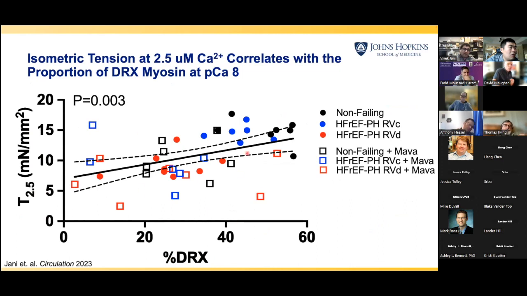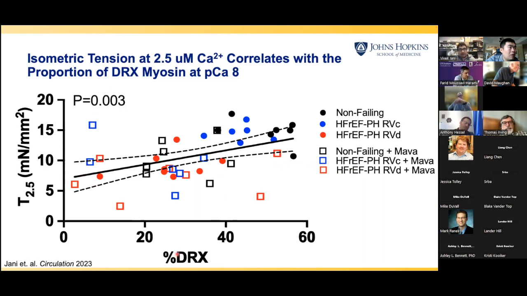and then we fit all of that into a linear regression, and we see a weak to moderate correlation between isometric tension and DRX myosin, and that's significant with p equals 0.003, even after adjusting for patient group as a covariate. So this suggests to us, and really the mavacamten experiments helped solidify that for us, that this is not simply a difference in heart failure versus control, but this really seems to be a spectrum at which you can predict how much force you produce in systolic conditions from diastolic or resting percent DRX myosin, which is pretty neat, we thought.